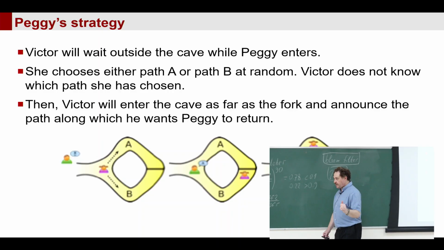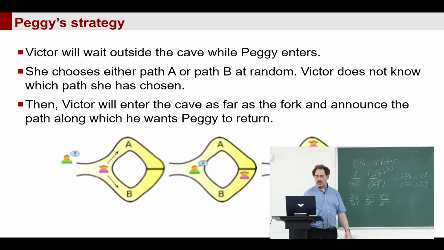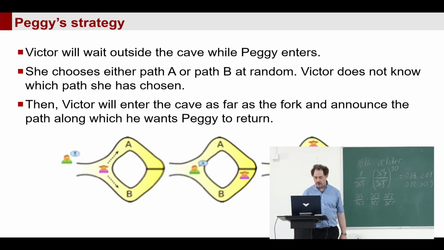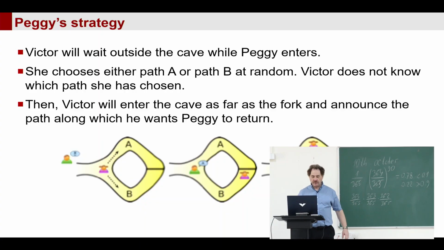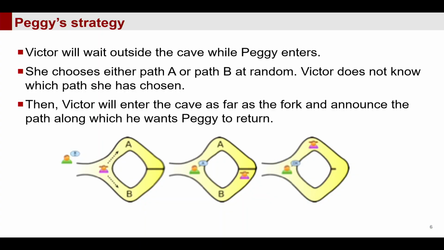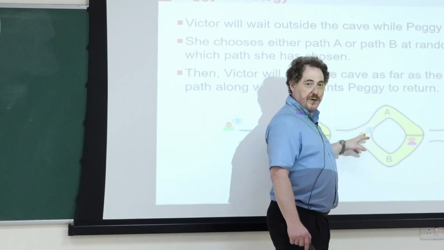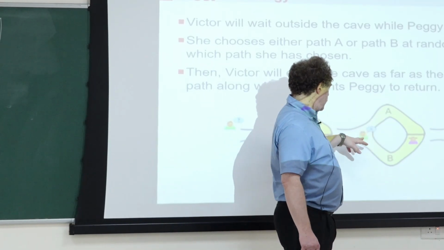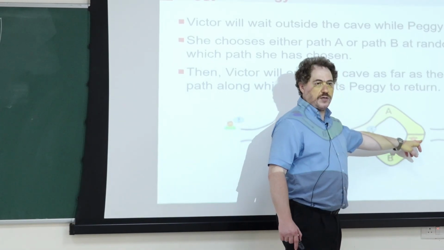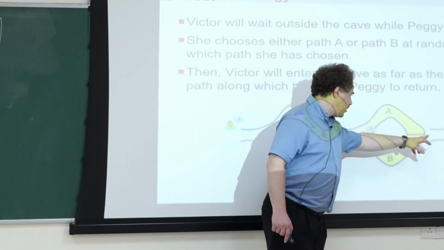Then Victor enters the cave and goes to the fork, and at the fork shouts, tells Peggy which way he wants Peggy to return. He shouts, way A or way B. And Peggy would hear Victor, right? If Victor shouts the same path for which Peggy entered, Peggy would come back the same way. If Victor shouts the other path, Peggy would say the secret word, the door would open, and Peggy would come out.